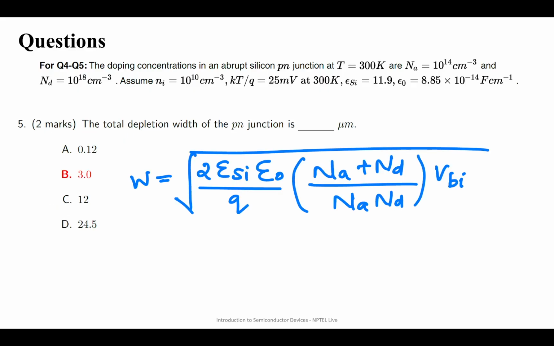The correct answer would be 3 microns. You have to use the formula W equals the square root of 2 epsilon Si by q times (Na plus Nd) by Na Nd, into Vbi. All the parameters have been given in the question, just put them in. For Vbi you have to use 0.7 volts that we calculated in the previous question, and the answer you will get is 3 microns.